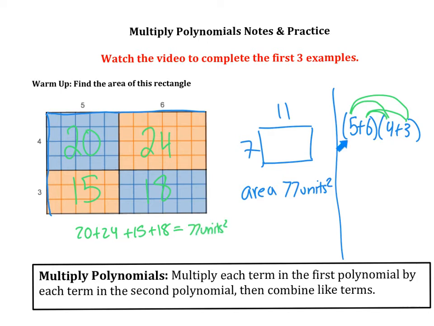What I just did over here is called double distributing. I distributed the 5 and I distributed the 6. What it says in the box is to multiply polynomials, we multiply each term, very important, each term in the first polynomial by each term in the second polynomial. Then we combine our like terms. In this case, because we only had numbers, we didn't have to do that. But as you'll see in the other examples that I'm about to show you, when you have not like terms, you are required to double distribute.